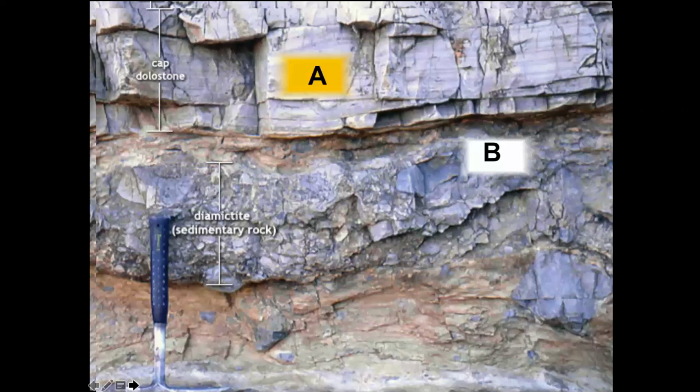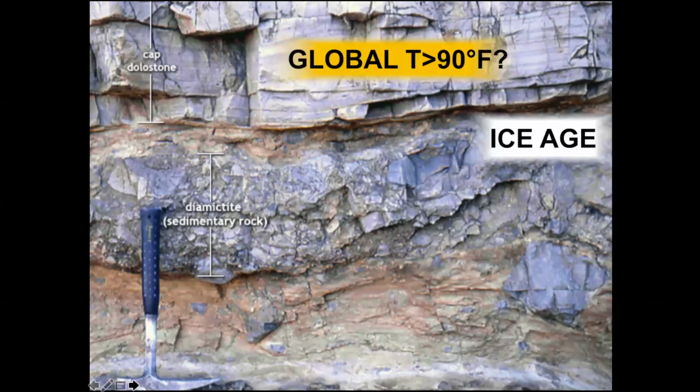But the rocks are really amazing in one respect, and that is what we have here at A is a rock that's layered. It's a type of limestone, basically, and it sits on top of a rock that is essentially a glacial till. And that limestone at the top has estimates that it represents a global temperature of more than 90 degrees Fahrenheit, and it sits directly on ice age deposits. And this is really a strange situation.